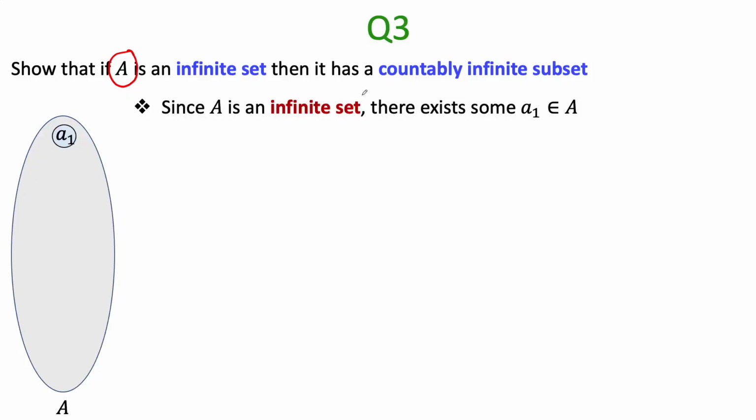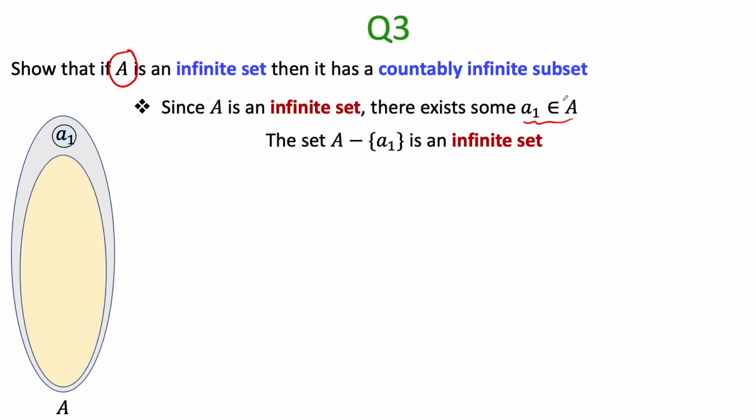How are we going to prove this? Since A is an infinite set, it will have at least one element. Arbitrarily I pick that element. I call it A1. Now my claim is that if I remove that element A1 from the set A, the remaining set is still an infinite set.